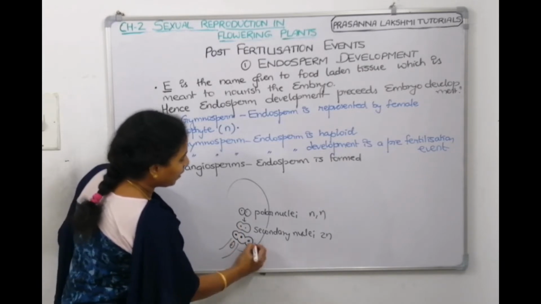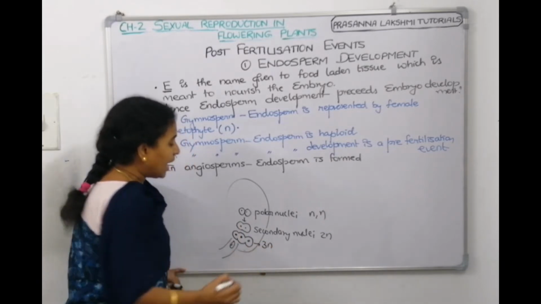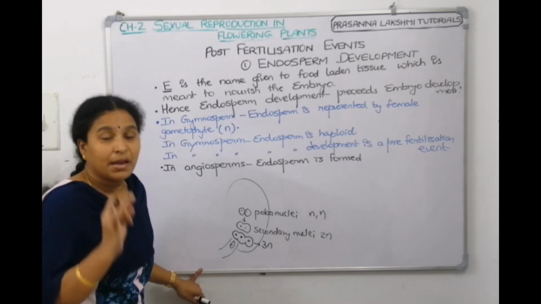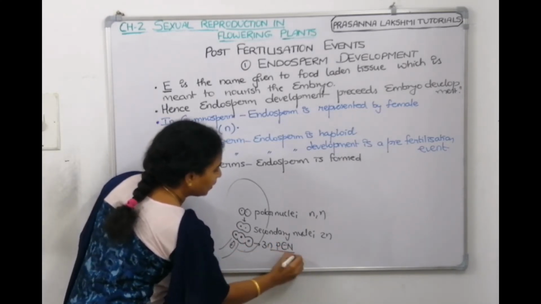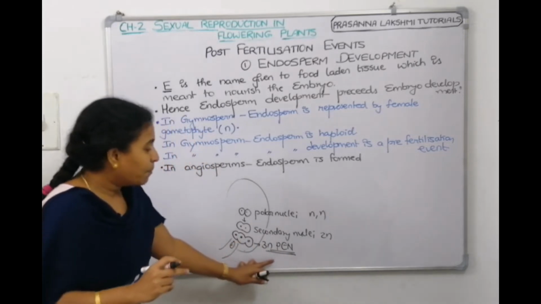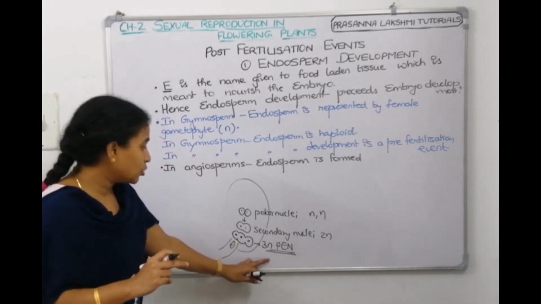So, will it become triploid? Yes, it is 3N, and it is called the primary endospermic nucleus. What do you call it? PEN. Primary endospermic nucleus, which is triploid.